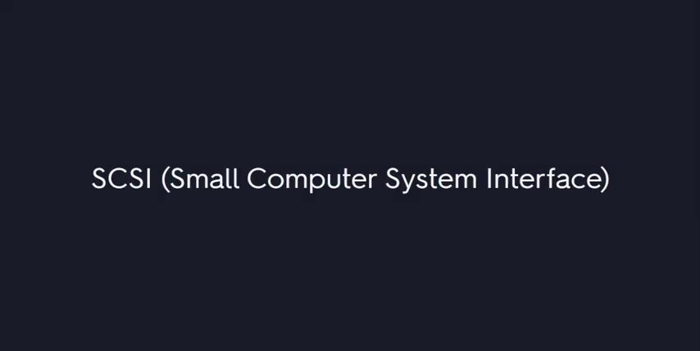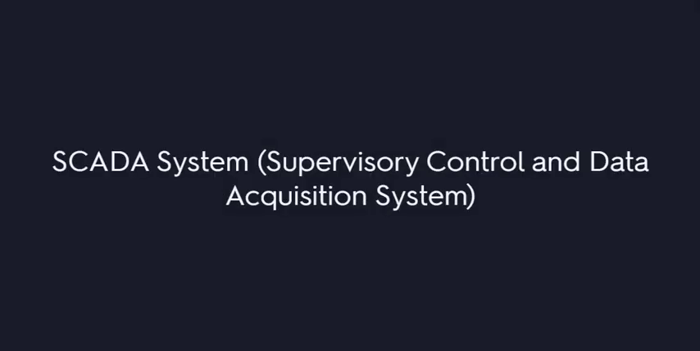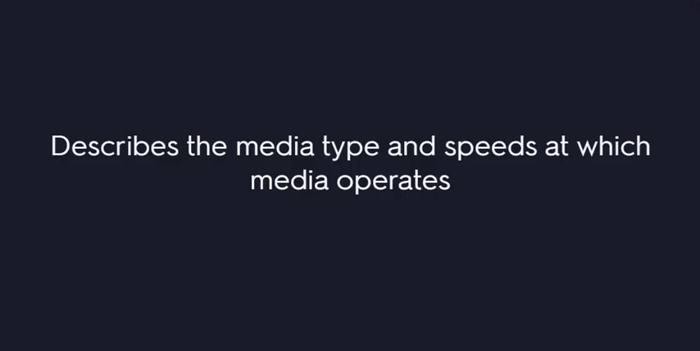SCSI. In ICS, a system that is used in situations where sites are at great geographical distances from one another and where centralized data collection and management is critical to industrial operations. SCADA system. Describes the media type and speeds at which media operates. 10 base standards.